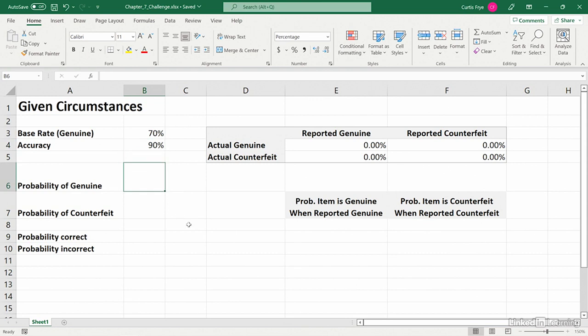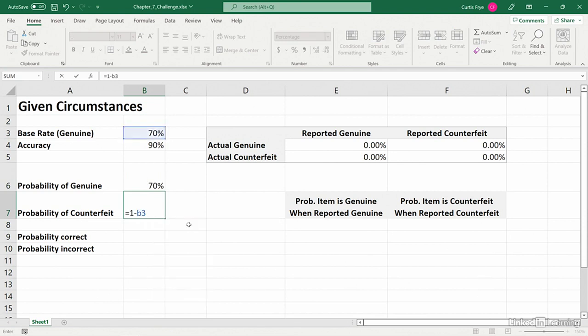I'll click in cell B6. The probability an item is genuine is given in B3. So in B6, I'll type equal and B3. That means that the probability it is counterfeit or fake, not real, is 1 minus 70%. So in B7, I'll type equal, 1 minus, and our base rate's in B3. So enter. 70 and 30 is 100, which is correct.